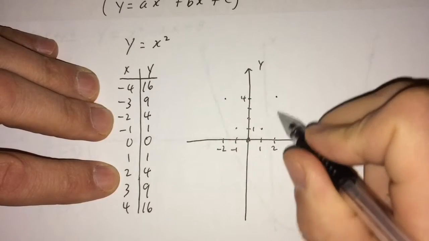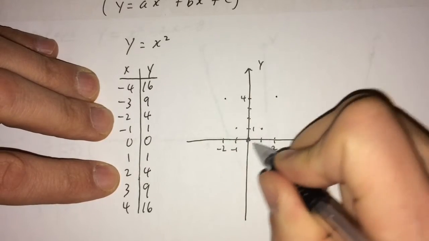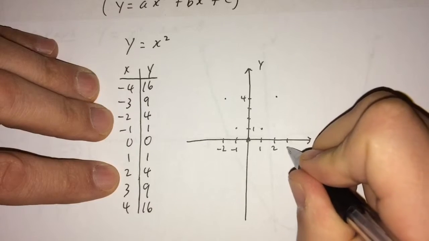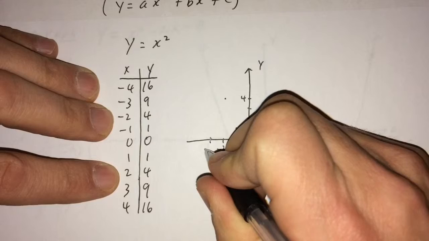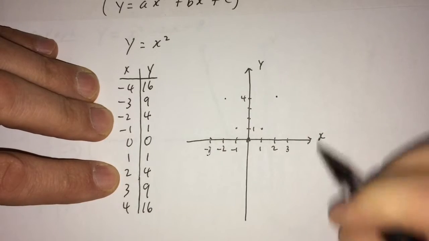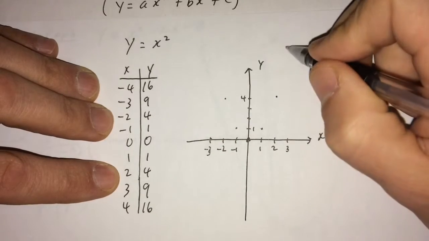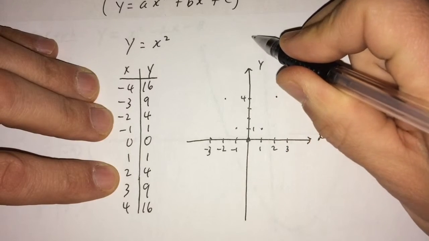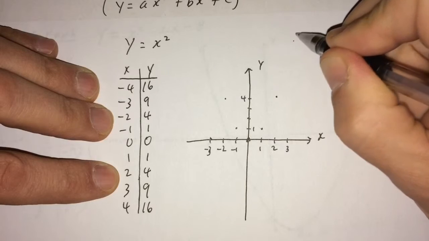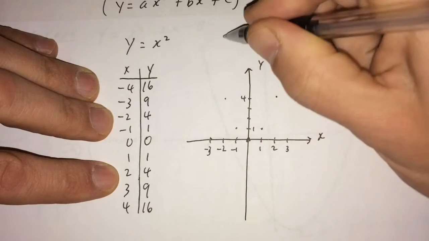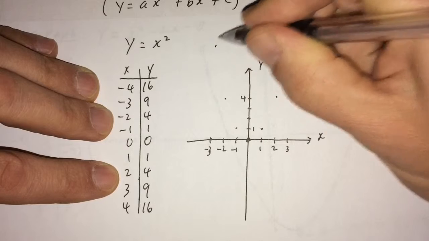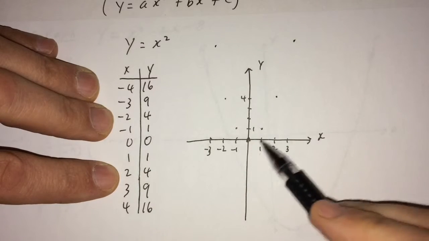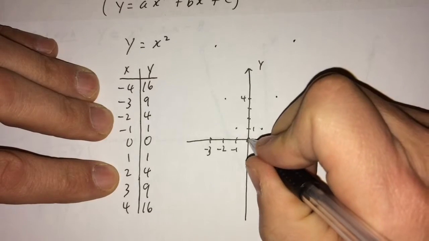Definitely not going to create a line, is it? It's going to be a bowl-like looking thing. And then if you go over 3, well, then you're going to go up to 9. So there's 4, so 8 would be about there. 9 would be way up here somewhere. And you're going to have points that are like this. So the symmetry in this table corresponds to symmetry in this graph.